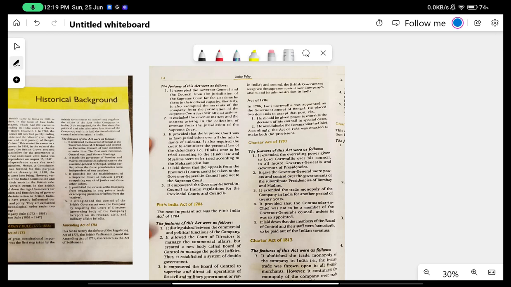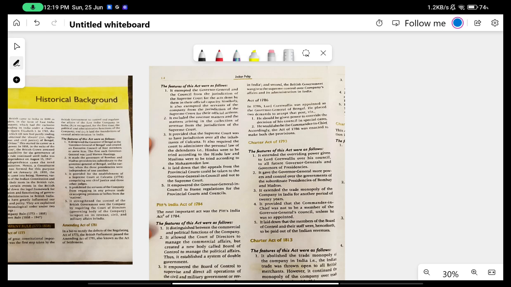Moving on to the second point, it excluded all matters related to revenue from the jurisdiction of the Supreme Court. Any matter that is related to revenue, that is related to money, is excluded from the Supreme Court. The Supreme Court cannot hear cases that are based on revenue.